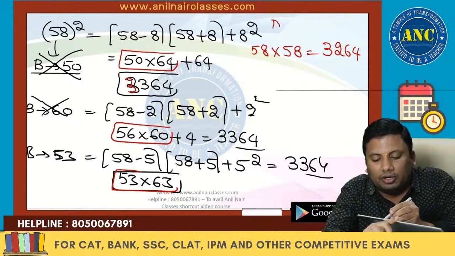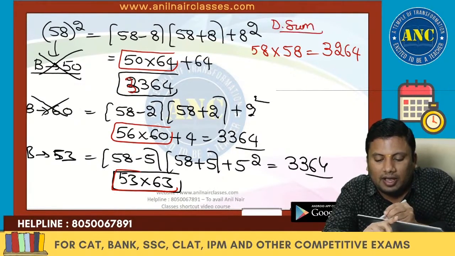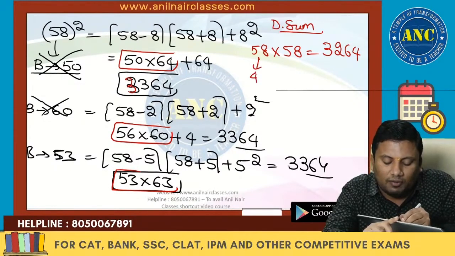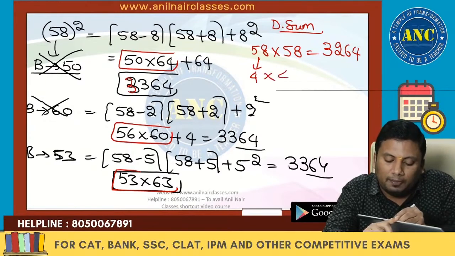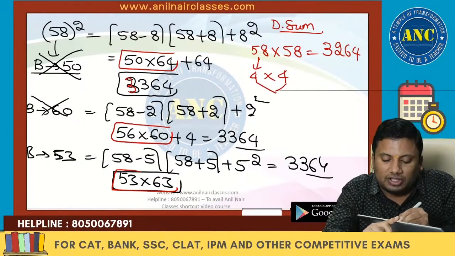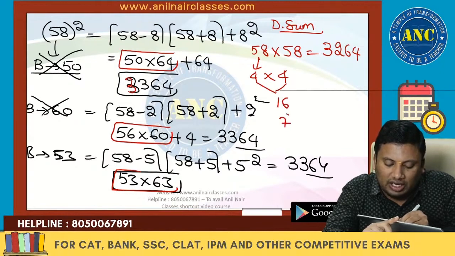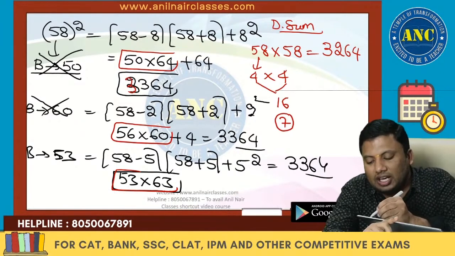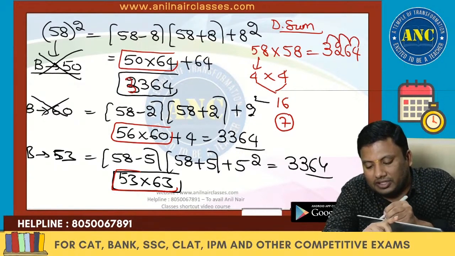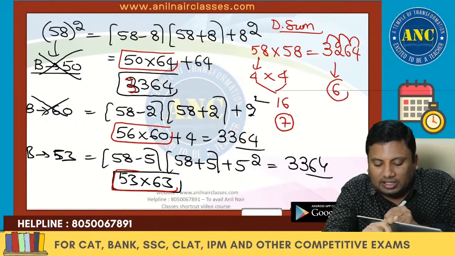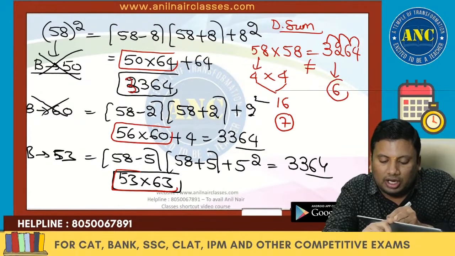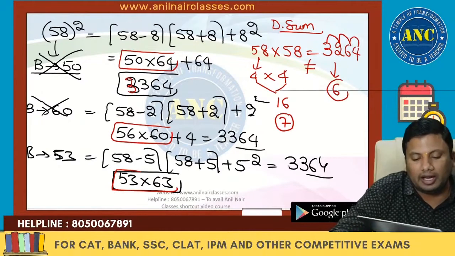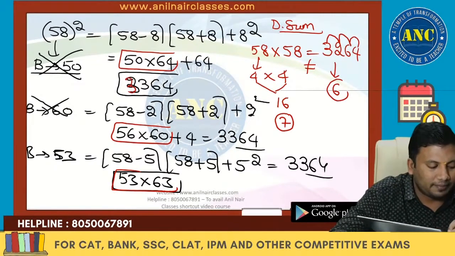Let us check by using digital sum concept. 5 plus 8 is 13. 1 plus 3, 4. 4 fours are 16, which is nothing but 7. 6 plus 4, 10. 12, 15. 15 digital sum is 6. They both are not matching. So, therefore, probably a calculation mistake which you did.